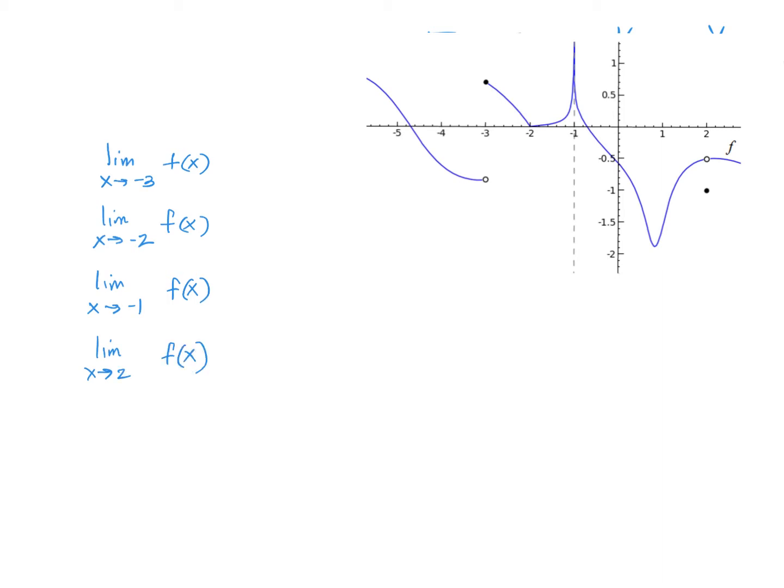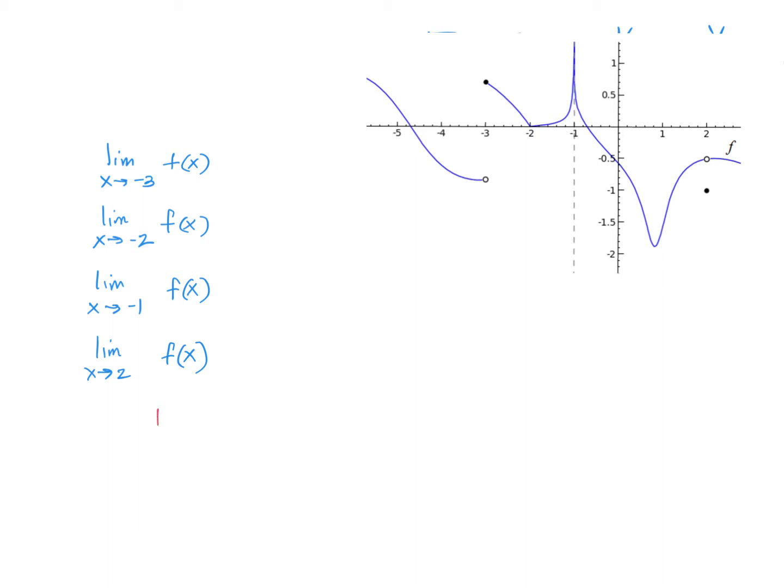All right, let's take a look at number 1. We want to determine the limit as x approaches -3 of f of x. And remember, the limit has to be the same from both sides. So what the function is approaching from the left side must equal what the function is approaching from the right side. So let's look at this one step at a time.